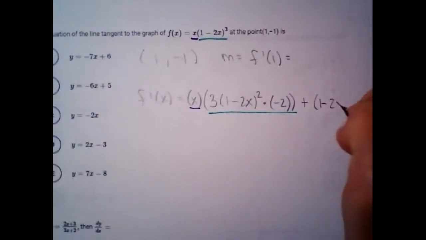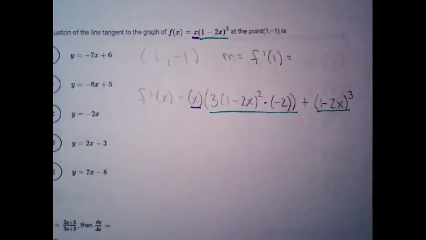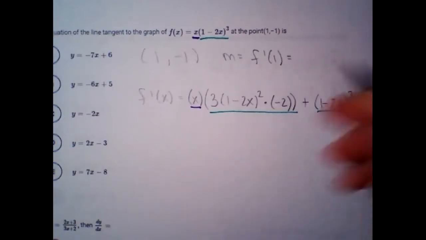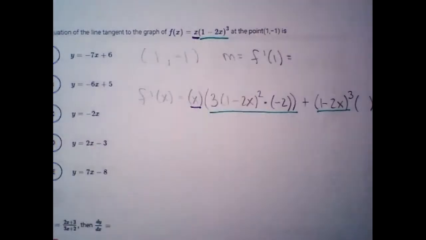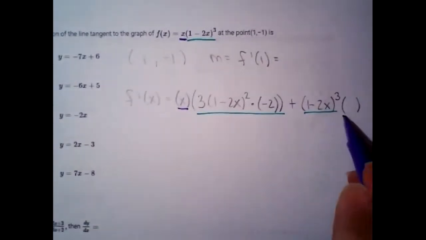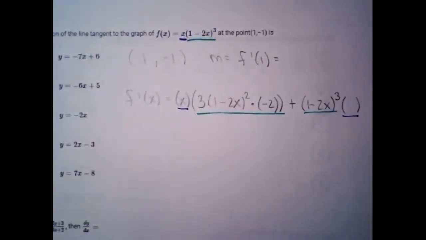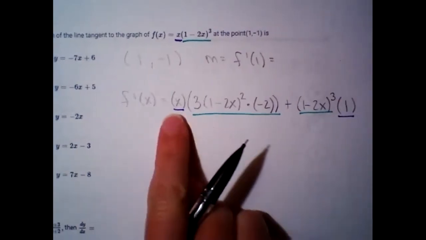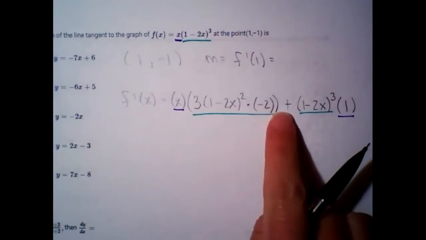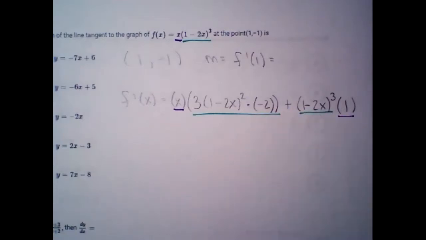Plus the second function times derivative of the first. So hey guys, what is the derivative of just plain x? Yeah, good, that's just gonna be 1, because it's 1x to the first, so that would just be 1. So you actually don't even need to write that if you don't want to, but just to show the whole product rule, it's first derivative of the second plus second derivative of the first.